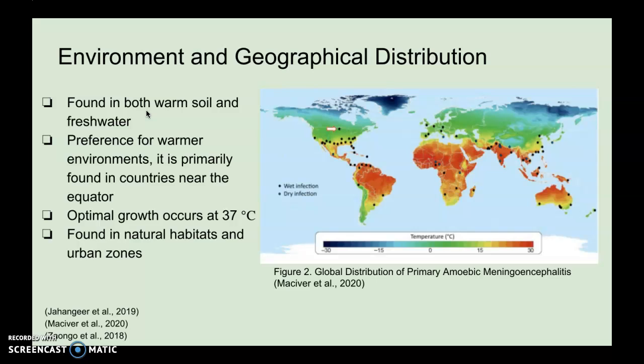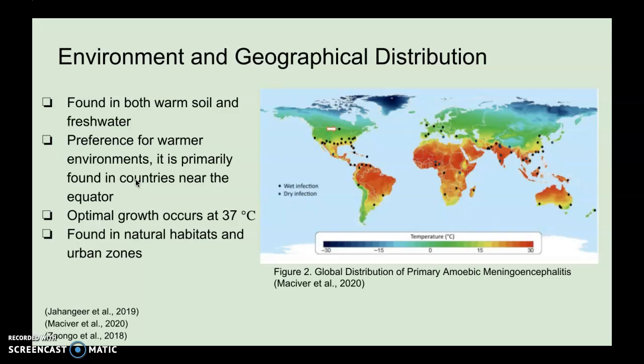So it is found in both warm soil and fresh water. It has a strong preference for warmer environments, and if you look to the map to the right, you can see that it's primarily found in countries near the equator. It particularly is found in the southern states of North America and the Indian subcontinent. However, you can see that it does have a global distribution. The optimal growth temperature occurs at 37 degrees Celsius, and it is found in both natural habitats and urban zones.